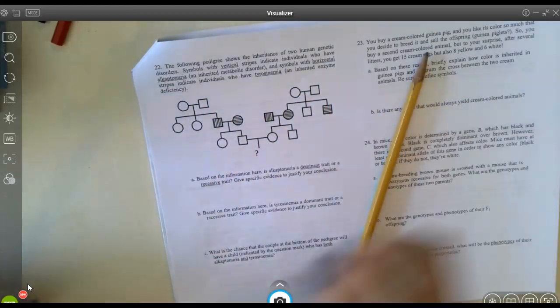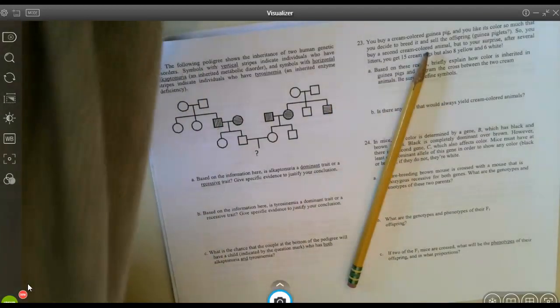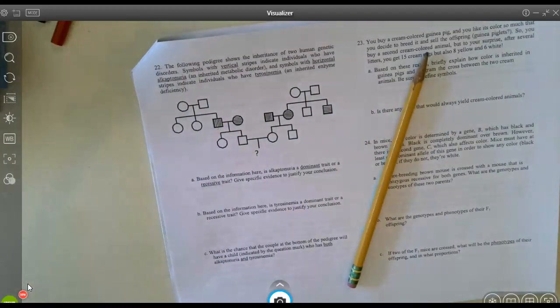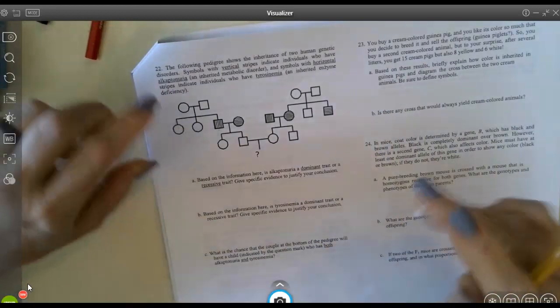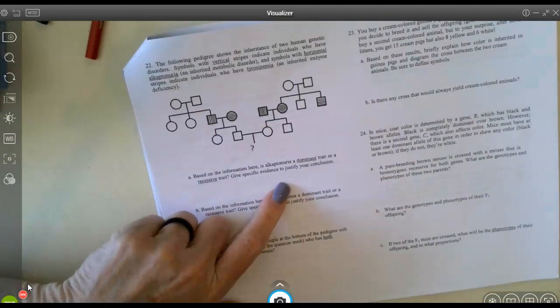Okay, let's try a different set of glasses. Go back to my ones that are the newer ones. Okay. Oh, wow. That's much better.